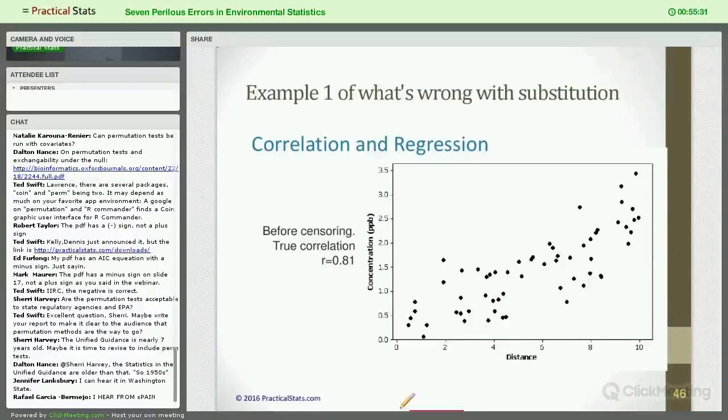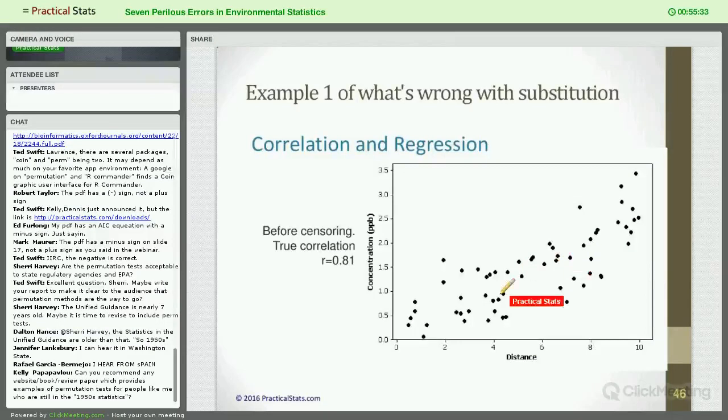So just a simple example, here's some data that have a nice straight line pattern, some noise around the straight line. A correlation would have a Pearson's R coefficient of 0.81. Regression would have a significant X, a significant distance variable here. That would be significant. Its slope would be significant. Nice idealized pattern.